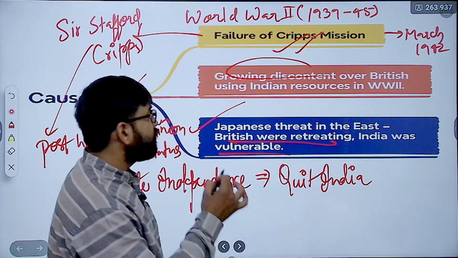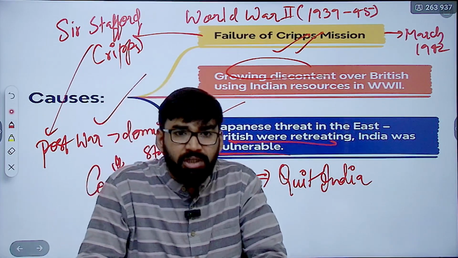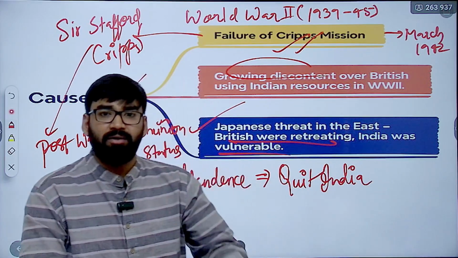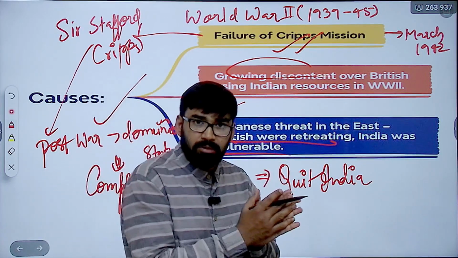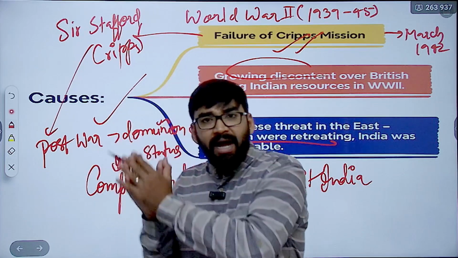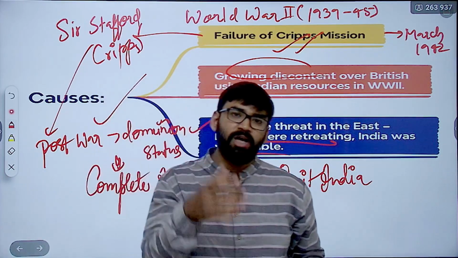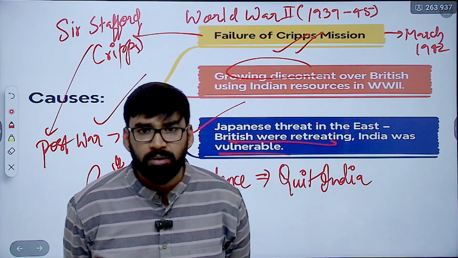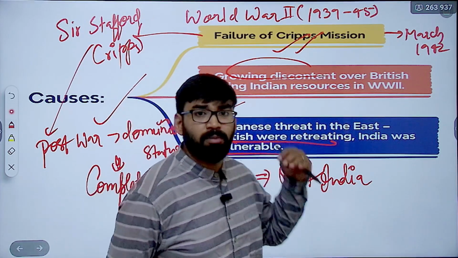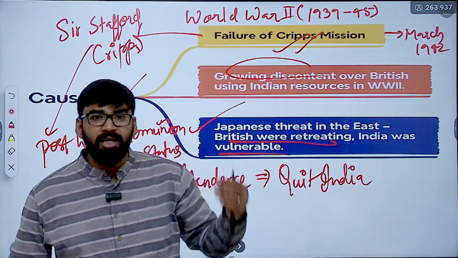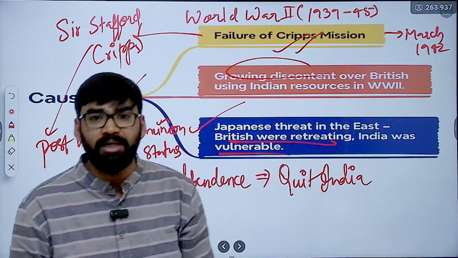And then fear of Japanese invasion. Now Japan had already reached Burma. Japan attacked Pearl Harbor in December 1941, which made the US enter the Second World War. So Japan had reached Burma. British retreat exposed India's vulnerability.